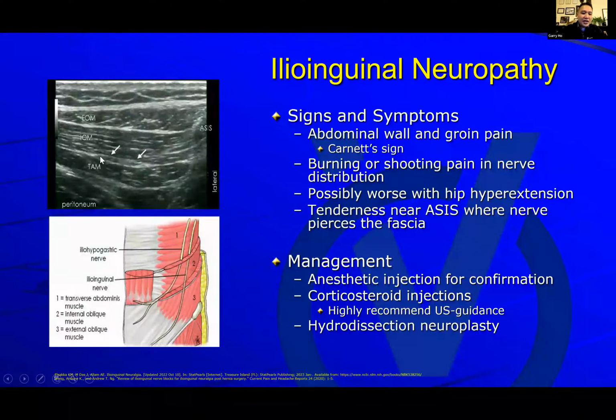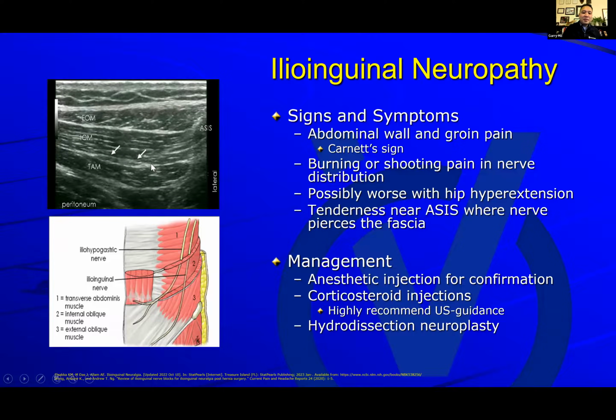So you can see here, this is mostly an axial plane image. Here's the ASIS here, external oblique, internal oblique, transversus abdominis muscles here. And you can see in that tissue plane between the internal oblique and TA, you can see these nerves here. And what's highlighted here is the iliohypogastric and ilioinguinal nerve.